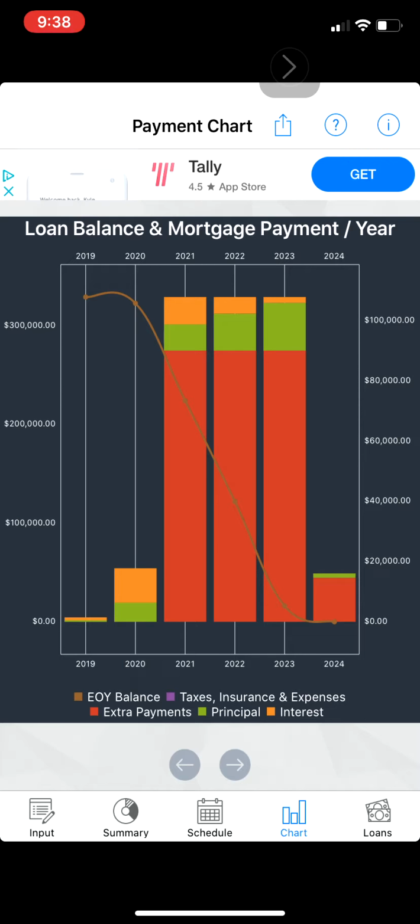I could laugh at the banks now. Ha ha ha. Look, you didn't get me. Look at how effective I am attacking this mortgage.